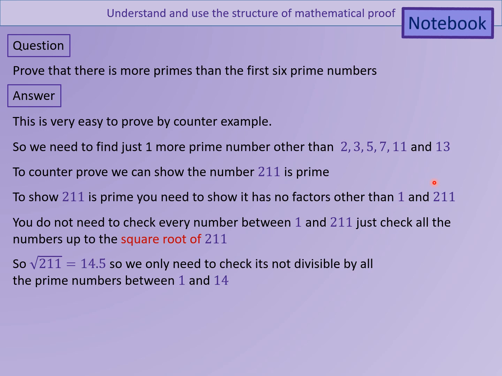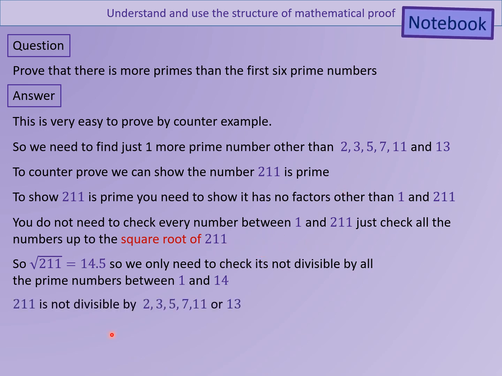We don't need to check all the multiples of 5, once we've shown for 5. So in fact, you only need to check the prime numbers between 1 and 14. We only need to divide by these. If 211 doesn't divide by 2, 3, 5, 7, 11 and 13, it must be a prime number itself.